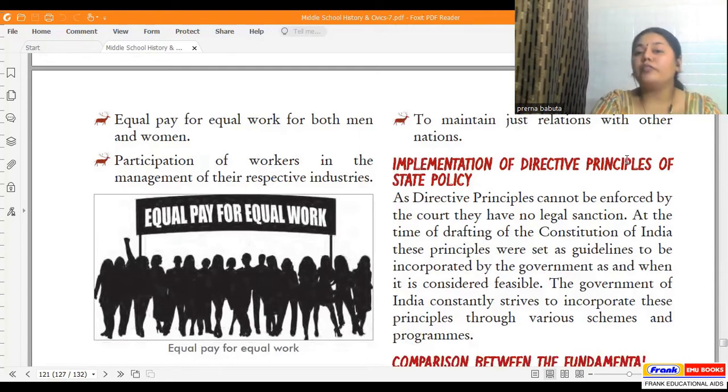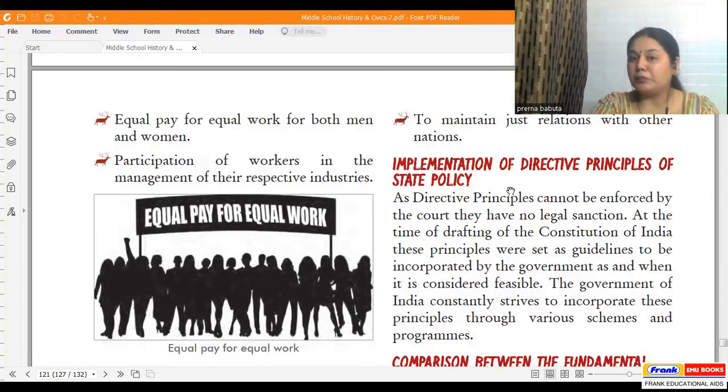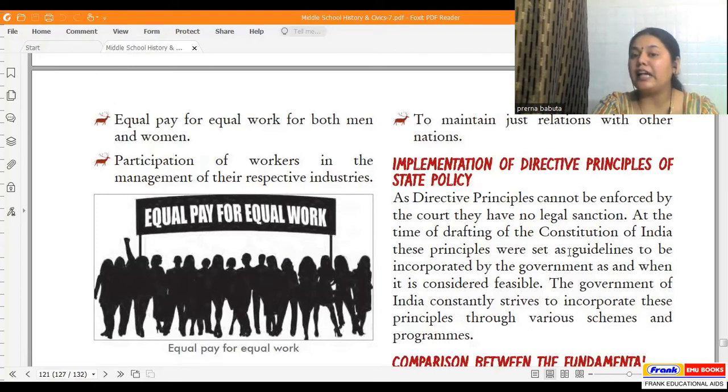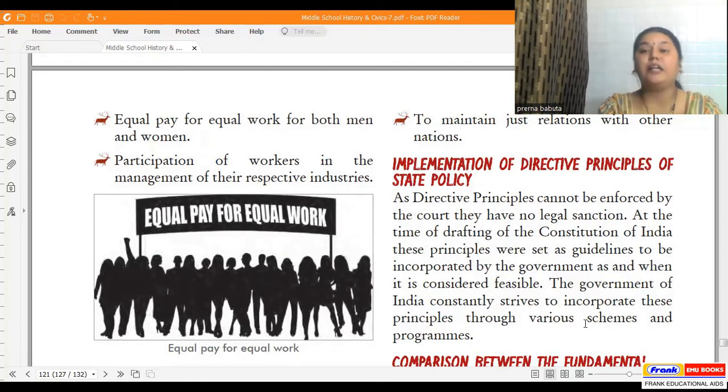Now we talk of the implementation of directive principles of state policy. How does that happen? So we know that they cannot be enforced by the court as they do not have any legal sanction. At the time of drafting of the Constitution of India, these principles were set as guidelines to be incorporated by the government as and when it is considered feasible. The government of India constantly strives to incorporate these principles into various schemes and programs.